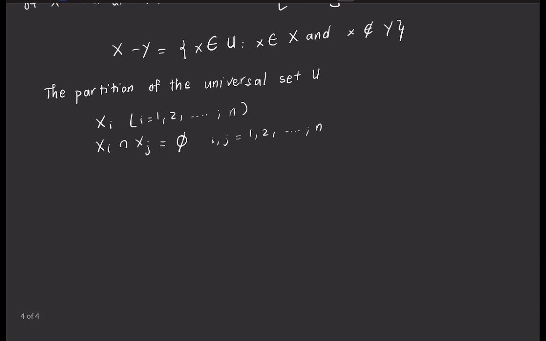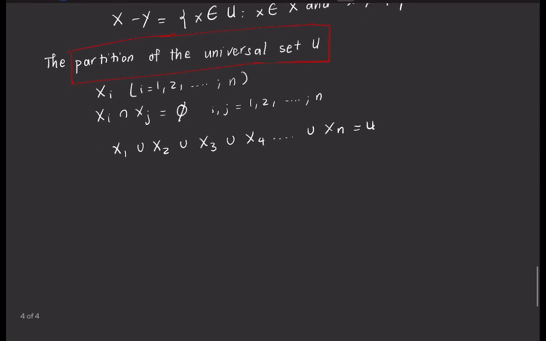And because it's the partition of the universal set, the union of every subset equals U, the universal set. Here, X1 union X2 up to Xn equals U. So that's how we define the partition of the universal set U. And for the partition of just one random set, it's also a collection of sets whose union is the original set, and no two subsets intersect each other.